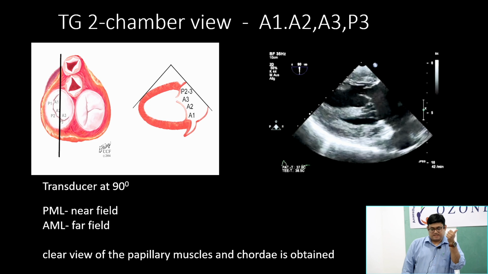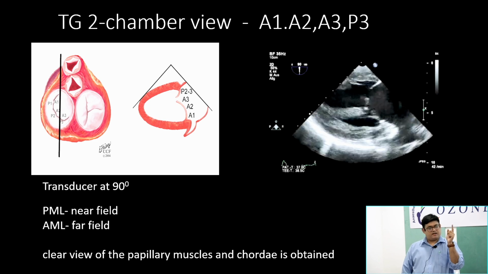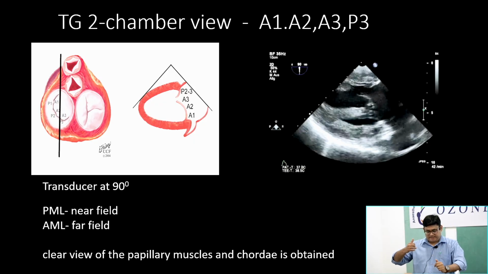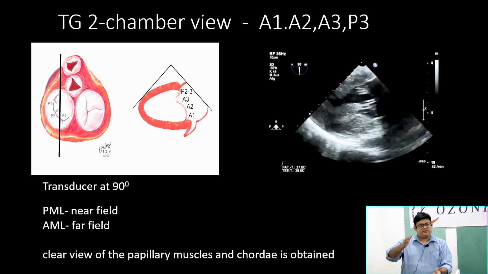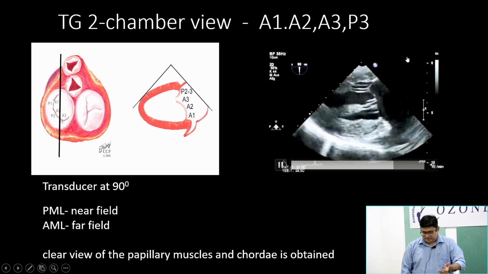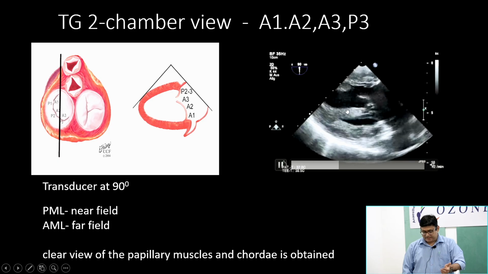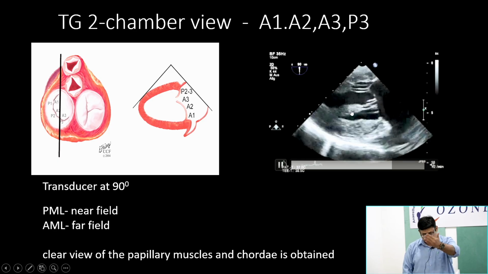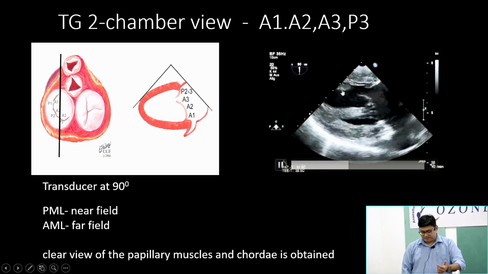The next is your transgastric two-chamber view. So from your transgastric basal short axis view, you increase the multiplane angle to 90 degrees, and what you get is your transgastric two-chamber view. This view is nothing but a flipped or rotated mid-esophageal two-chamber view, and you can see the PML in the near field, the AML in the far field, and you can get a clear view of the papillary muscles and the chordae tendineae. This is the anterolateral and this one is your posteromedial papillary muscle.